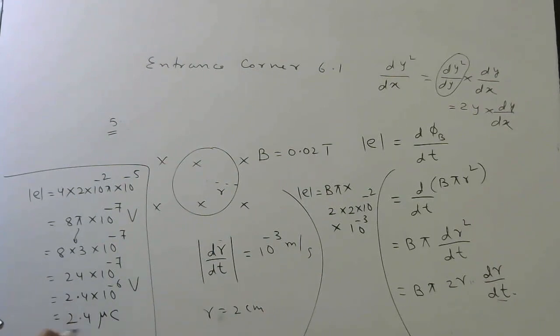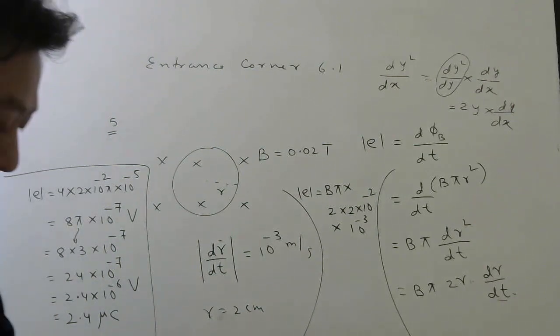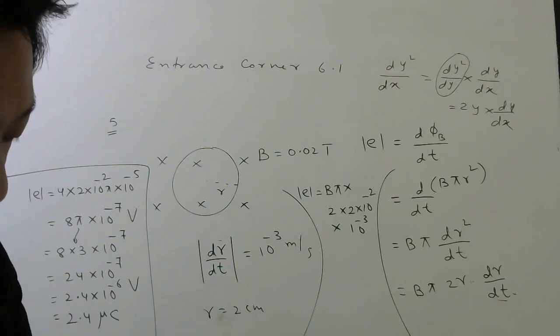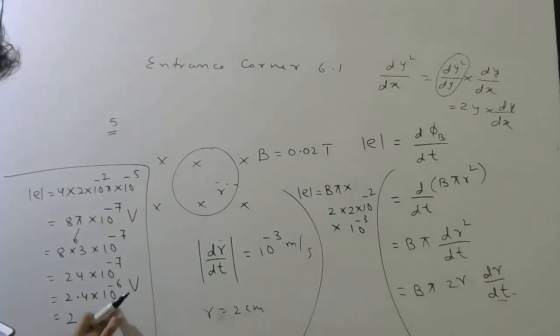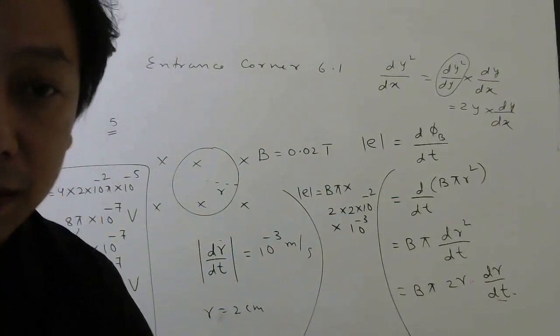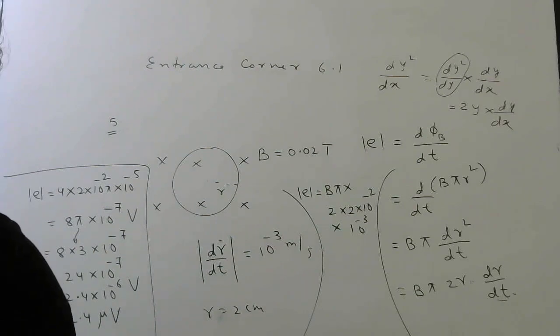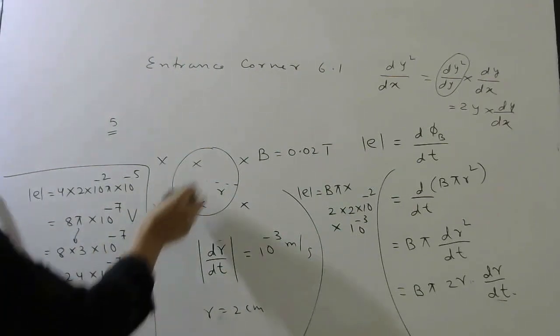Now I know the answer will be more than 2.4. Why? Because the value of π is actually more than 3. So which is the closest answer? Slightly more than 2.4: 2.5 microvolt. So this way you can find the answer a little more easily instead of writing 3.14. Okay.